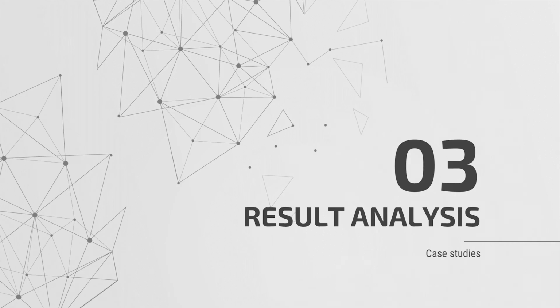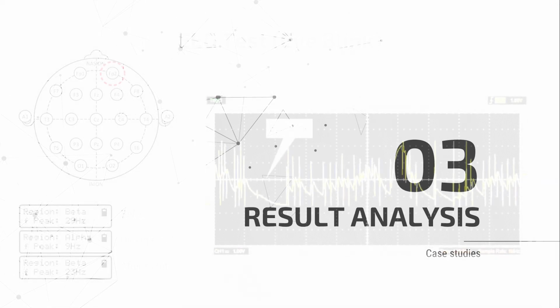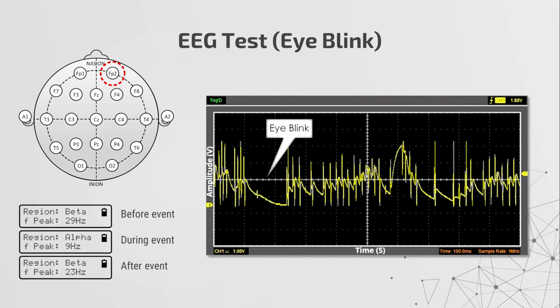In this section, we will talk about result analysis based on different case studies. First, we have placed EEG probes on the right side of the frontal parietal lobe, denoted as FP2, to detect eye blinks in real time. It is marked with a red circle in the figure on the upper left.